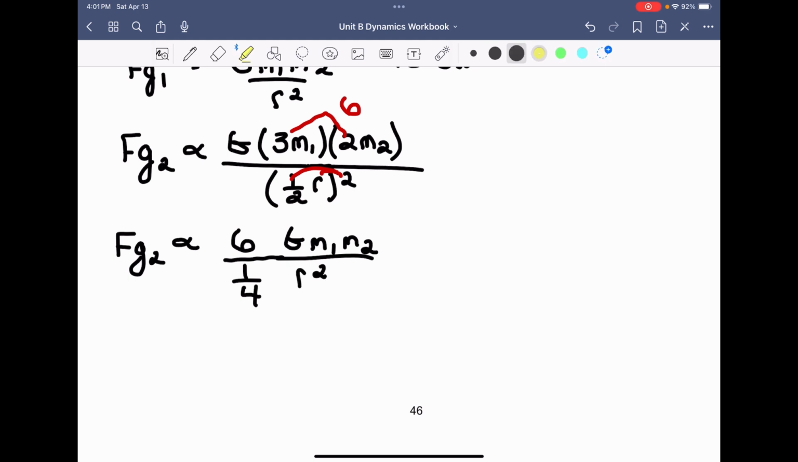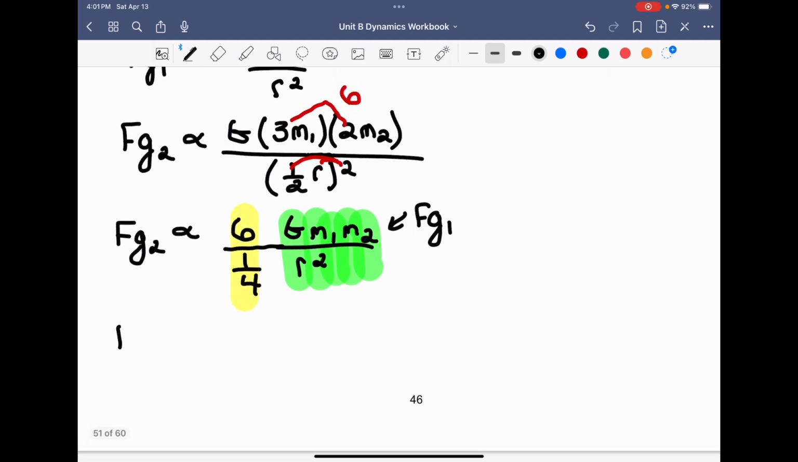Now, the one thing I want you to realize is the following. I have this numeric coefficient, and I have this piece here, which is representative of my Fg1. Because if I have nothing changed on the mass or the radius, then I know it's just the original force. Now, if I put this all together, Fg2 is proportional to 6 divided by 1/4, which in your calculator is the same as 6 times 4, that's 24. That original piece there, the part in green, is symbolic of Fg1.